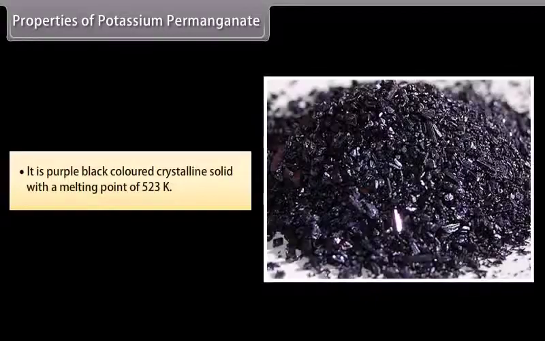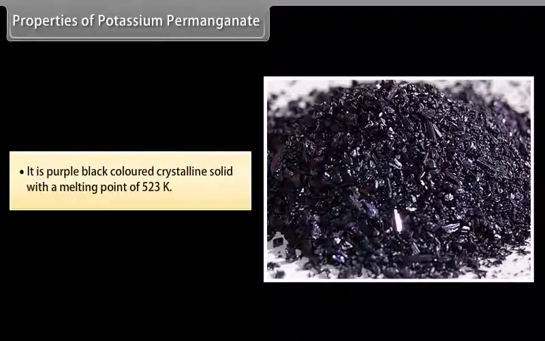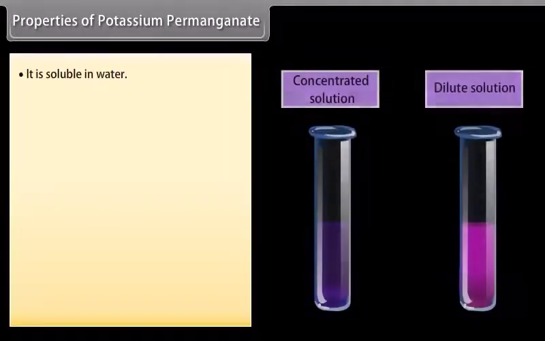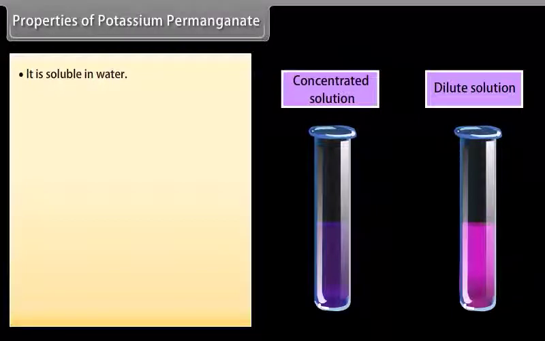Properties of potassium permanganate. Potassium permanganate is a purple-black colored crystalline solid with a melting point of 523 Kelvin. It is soluble in water. Its aqueous solution has a purple color if concentrated, but if the solution is dilute, it has a pink color.